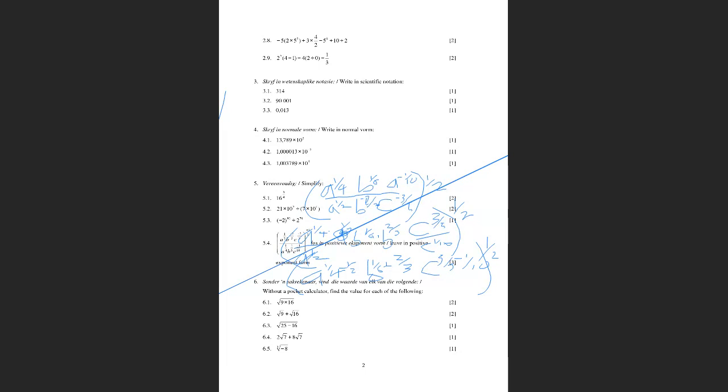Sir, I need help with formula manipulation. I know that I can change a to the power -1 to 1 over a. Now I need you to help me change 1 over a to the power -1. 1 over a to the power -1 is the same as a. You bring it up. It's the same as a over 1. Because the a comes up, it becomes a. All right. Okay.